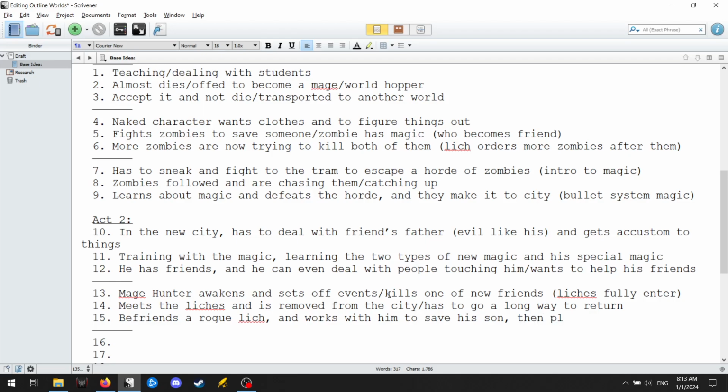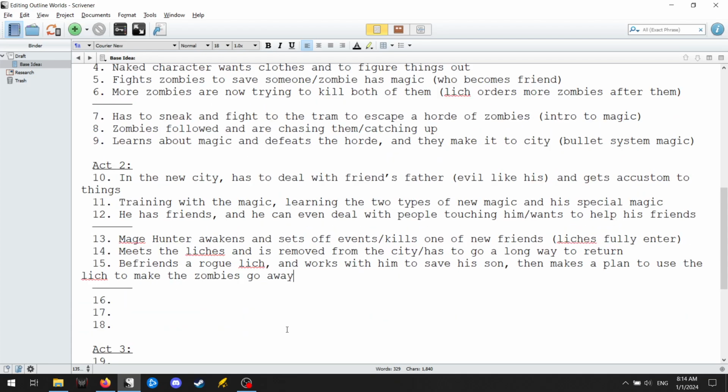Then he makes a plan to use the lich to make the zombies go away. So with the lich's power to control zombies, there's really no need to kill millions and millions of zombies. Instead, they can just make the zombies go away. He can use the lich to make them go away.